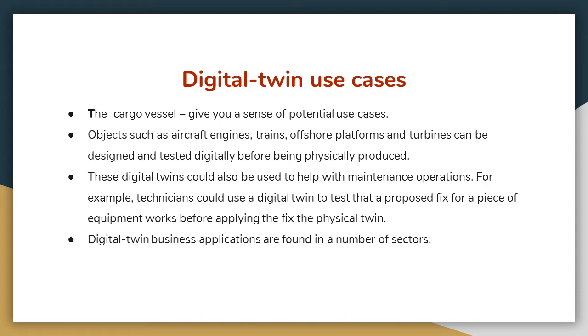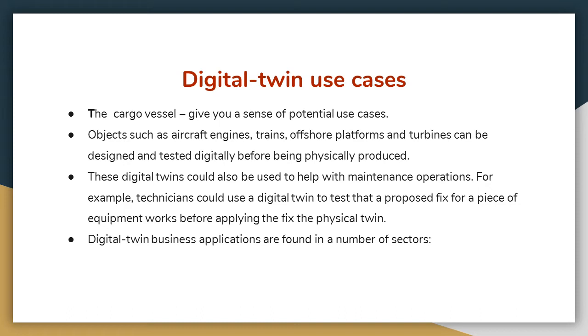The cargo vessel, which was mentioned earlier, gives you a sense of potential use cases. Objects such as aircraft engines, trains, offshore platforms, and turbines can be designed and tested digitally before being physically produced. These digital twins could also be used to help with maintenance operations. For example, technicians could use a digital twin to test that a proposed fix for a piece of equipment works before applying the fix to the physical twin.